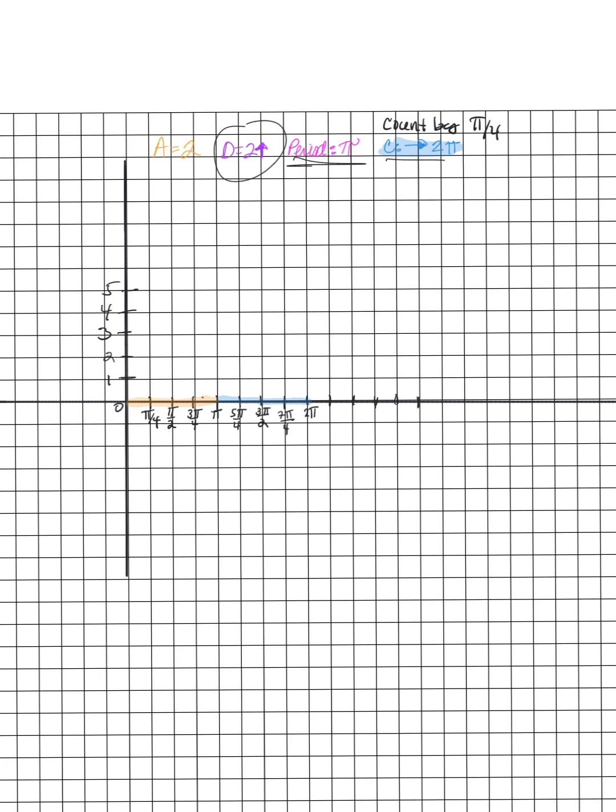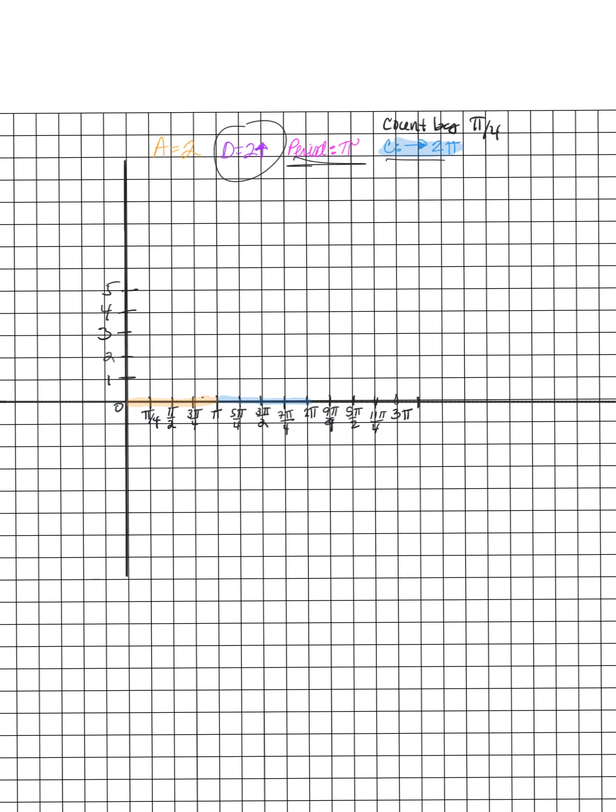So we have 2 pi. So that was 8 pi over 4. So this is going to be 9 pi over 4. 10 pi over 4 is next, and that is going to be 5 pi over 2. Next is 11 pi over 4. And then 12 pi over 4 is 3 pi. So I get to stop there. Okay. So now let's draw our points.